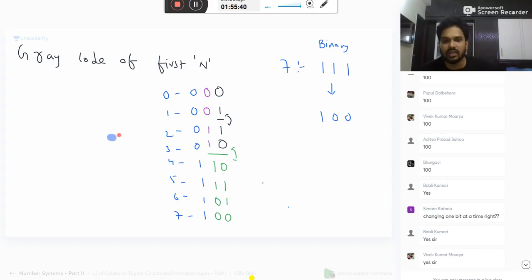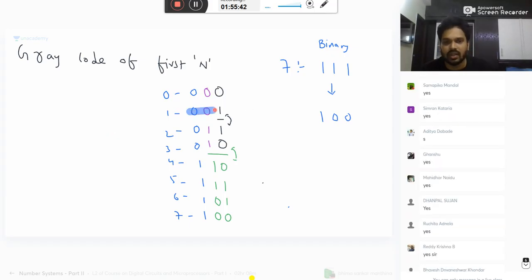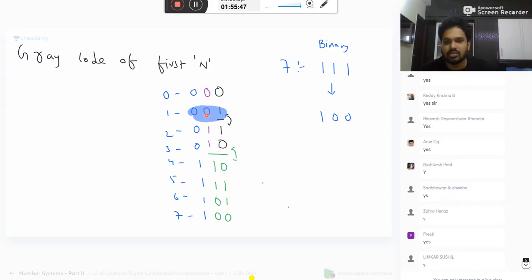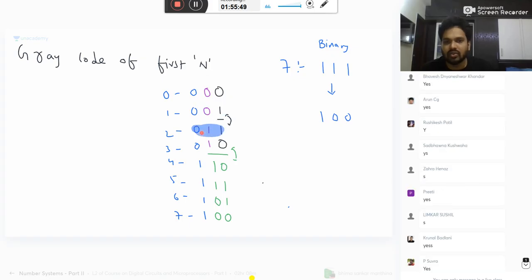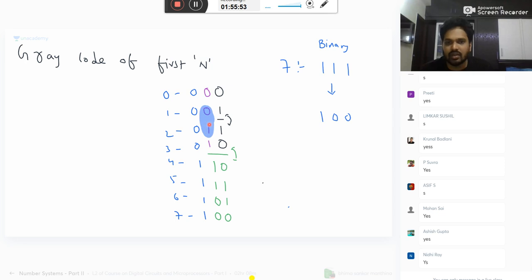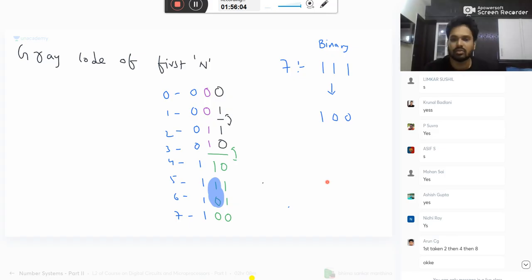Now you observe here any two numbers have only 1 bit difference. 0 0 0 1. After that, if you take 0 0 0 1 1, what is the advantage? Only 1 bit is varying. Remaining all bits are same. Take any two adjacent, only 1 bit varies. Yes or no? Okay.